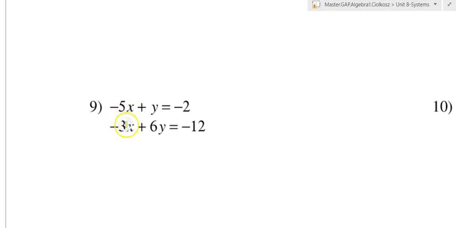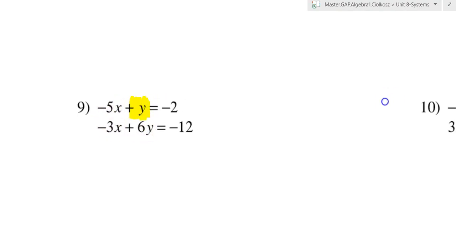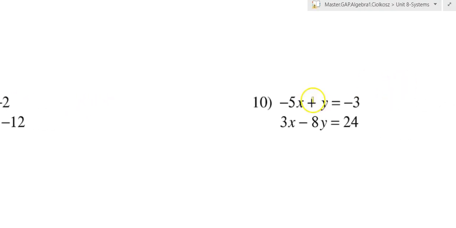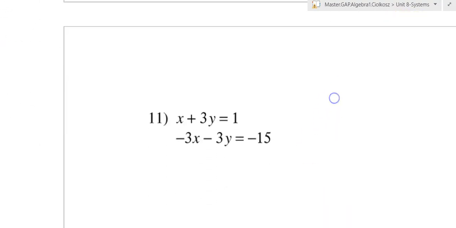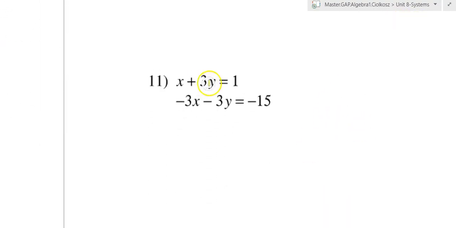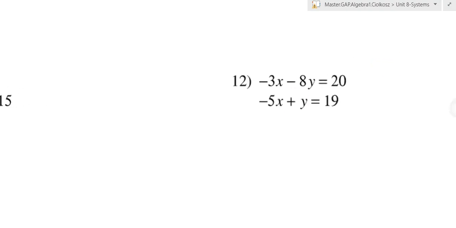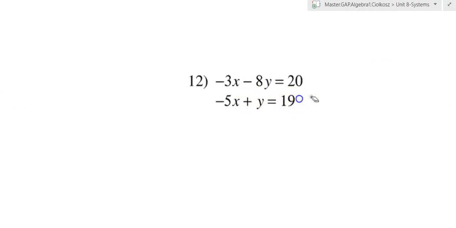Let's see, -5, -3, 6, well, here it is, there's my one with just a coefficient of 1, or just x, or just y, positive. 10, we would use this one, that's just a positive y. 11, 3, -3, well, here it is. It's just x, or just a positive 1x. 12, upon examination, we find it's here, at that positive y.